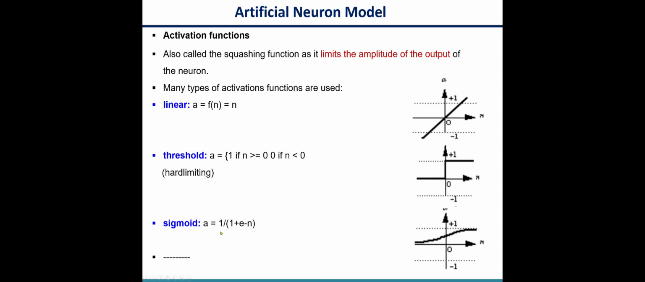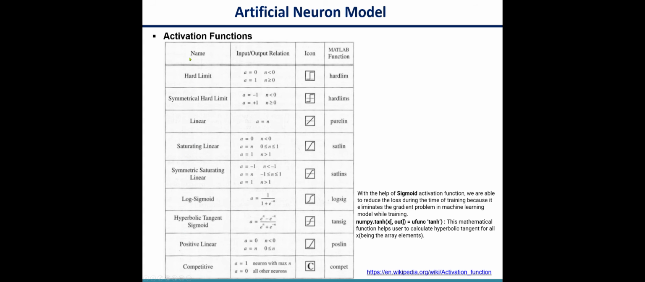The sigmoid is 1 divided by 1 plus exponential to the power minus n. Here we can see the hard limit, symmetrical hard limit, linear, saturating linear, symmetric saturating linear, log sigmoid, hyperbolic tangent, positive linear, and competitive. These are some activation functions we use in a neural network model. The hard limit is between 0 and 1, and the symmetric hard limit is -1 to +1.